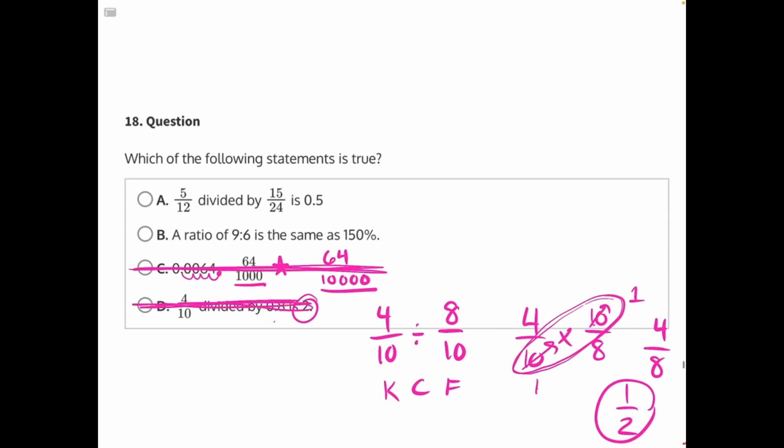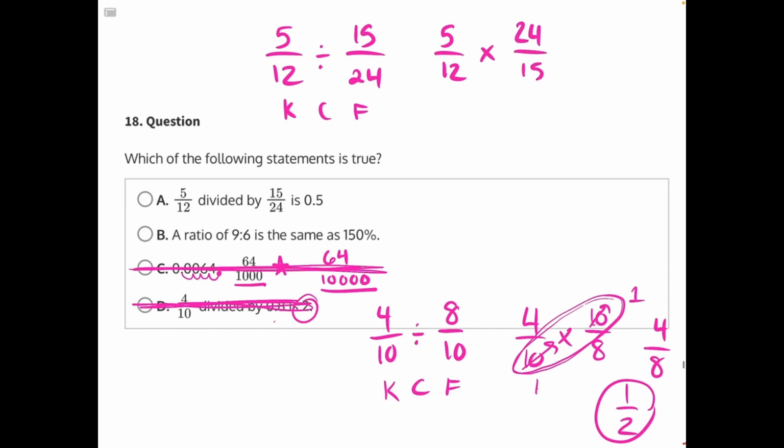For A, we need to do the same thing. 5/12 divided by 5/24. So once again, keep, change, flip. 5/12 times 24 over 15. Let's look for greatest common factors to factor out. We can take a 5 out of 5 to be left with 1. We can take a 5 out of 15 to be left with 3.